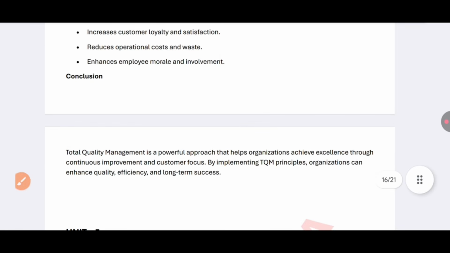So total quality management is helpful for the organization to achieve the best results. It is a continuous improvement and focuses more on the customer. So these three questions are more than enough: ISO, SQM and this TQM. This is about unit number 4, the theory explanation of the subject Operations Management.